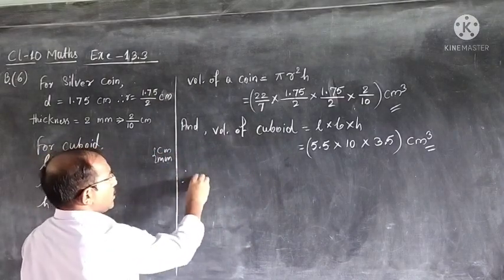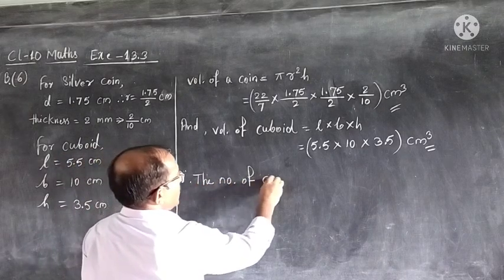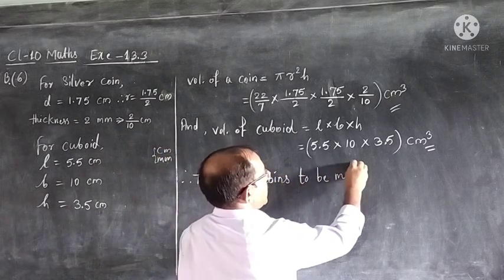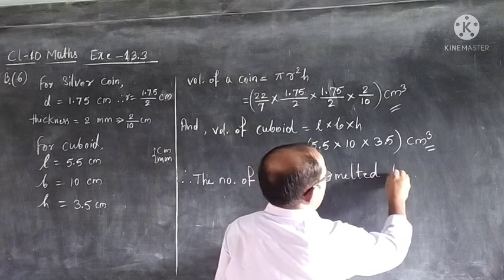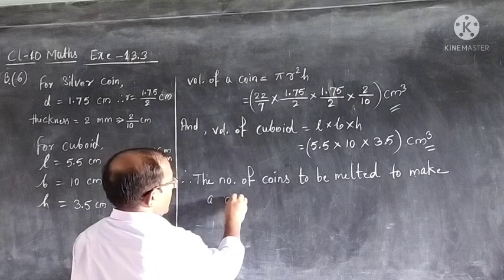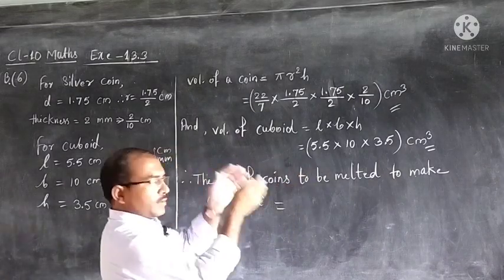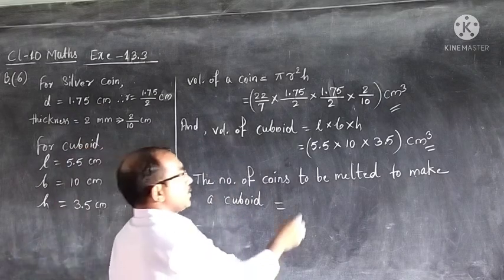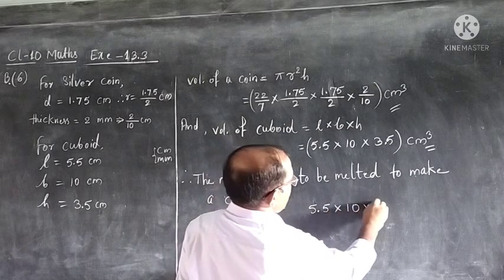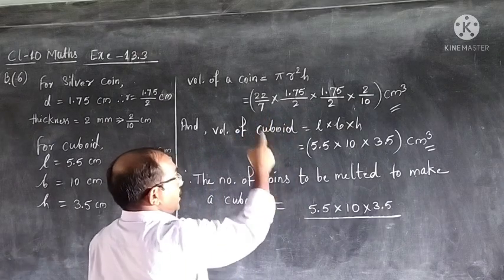So, cuboid we are going to make, we are melting the coins. So, therefore, number of coins to be melted to make a cuboid. So, what is the concept here? The bigger object volume divided by the smaller object volume. So, the bigger object, the cuboid you are going to make, 5.5 into 10 into 3.5 divided by the volume of a coin.